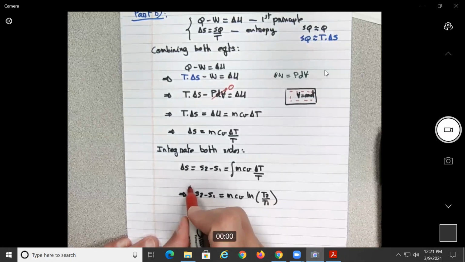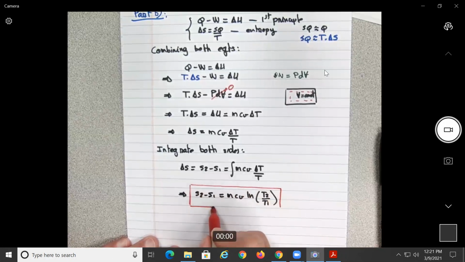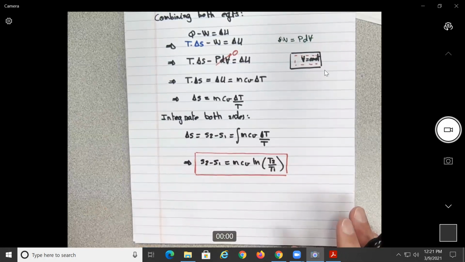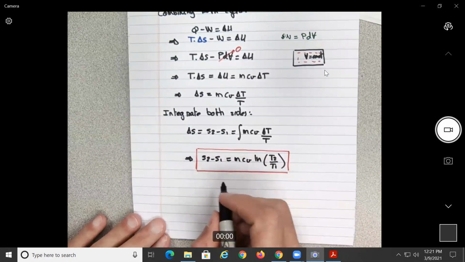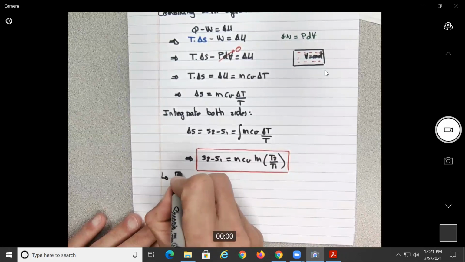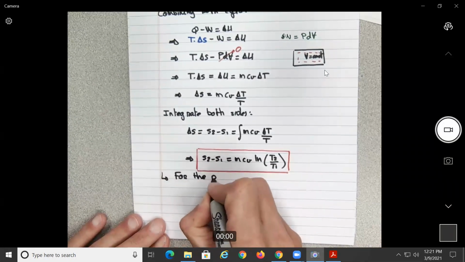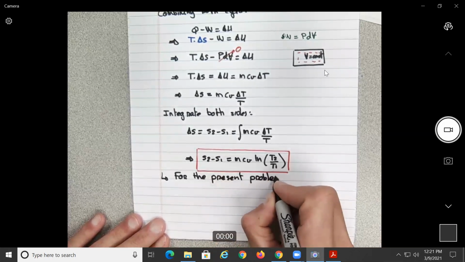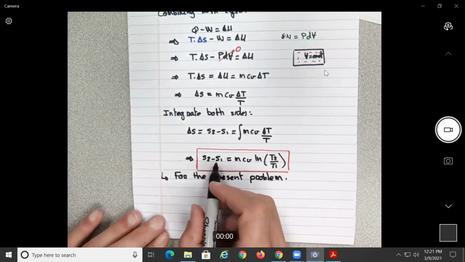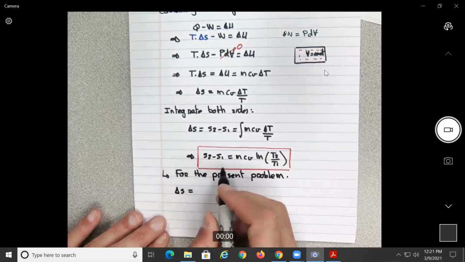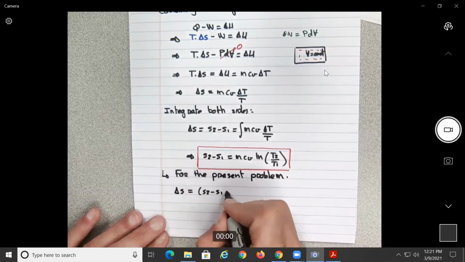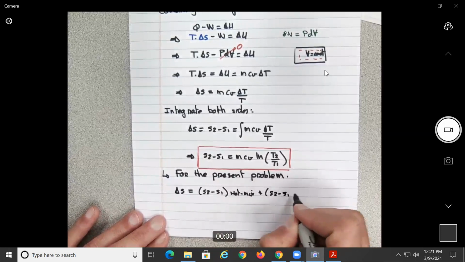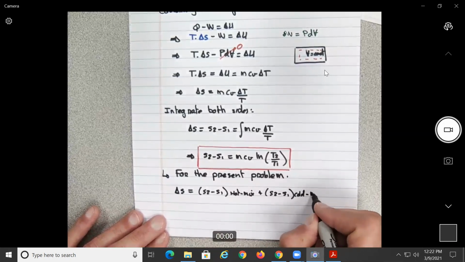All right, so this is what we have. Okay, so in our case, for the present problem, what do we have? Our total delta S will be equal to S sub 2 minus S sub 1 for the hot, plus S sub 2 minus S sub 1 for the cold mixture.